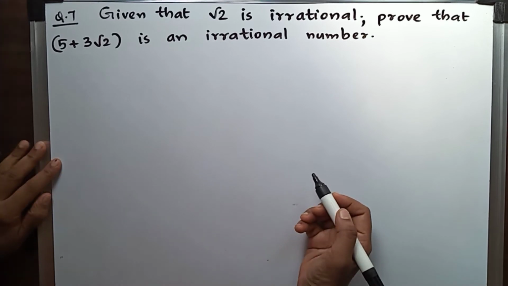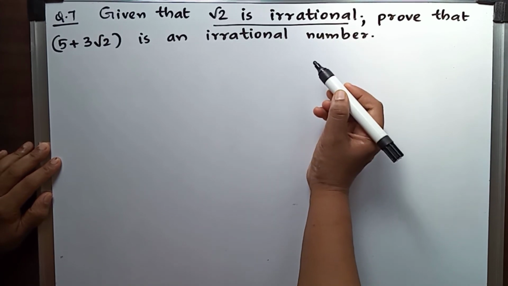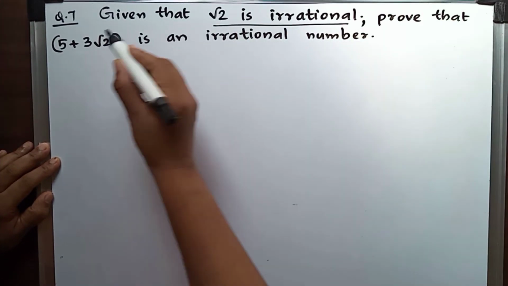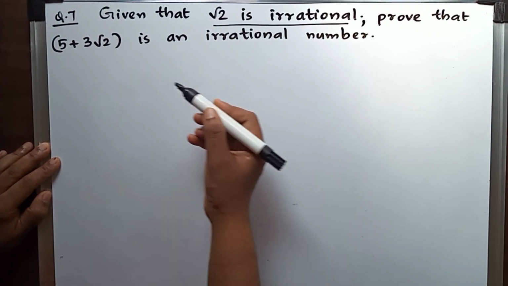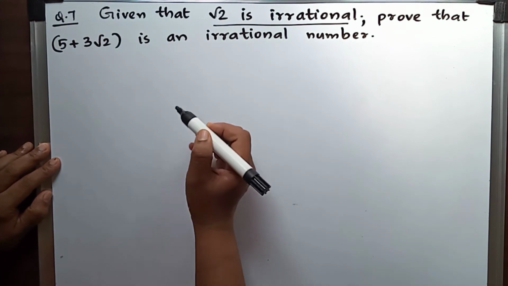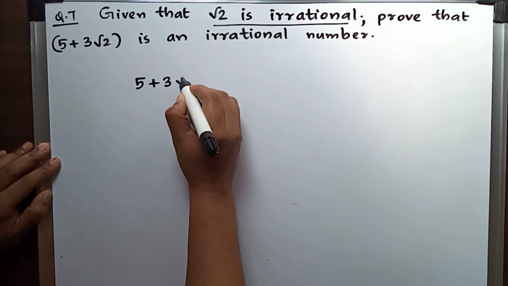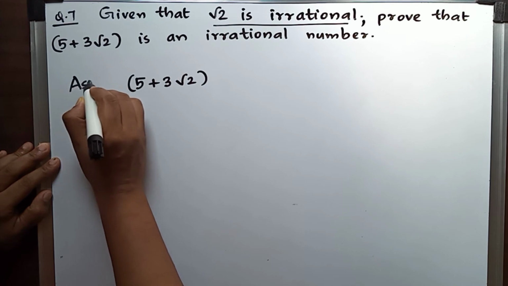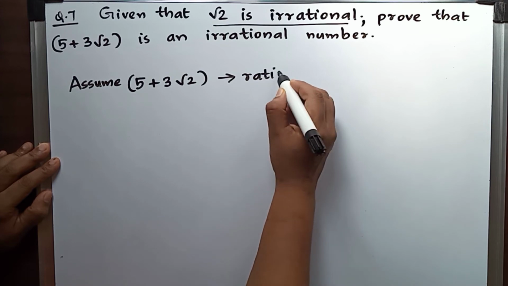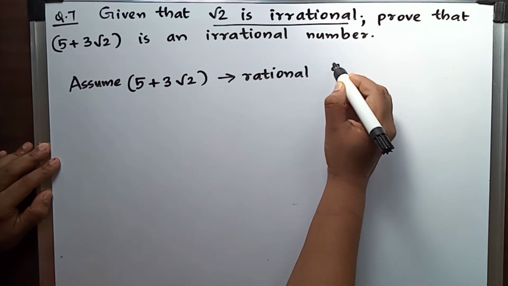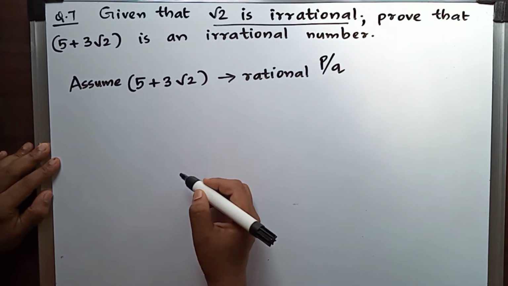This is our 7th question. Given that root 2 is irrational, that is given in the question, prove that 5 plus 3 root 2 is an irrational number. Okay, we have to prove 5 plus 3 root 2 is irrational. First let us assume that 5 plus 3 root 2 is rational. Rational means what? We can represent it as P by Q, right? Where P and Q are integers.